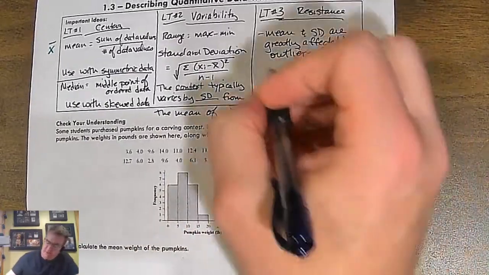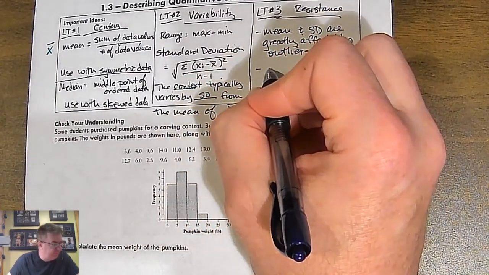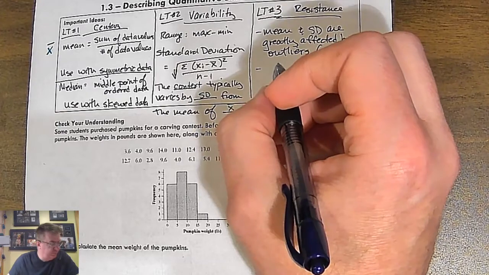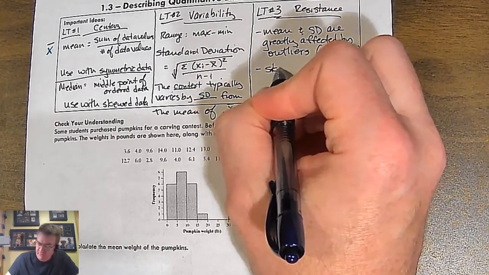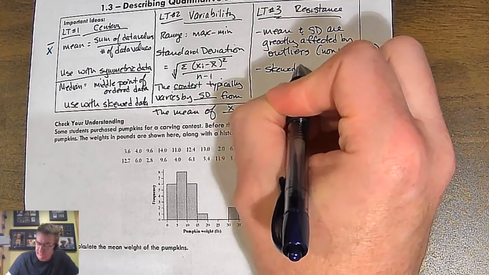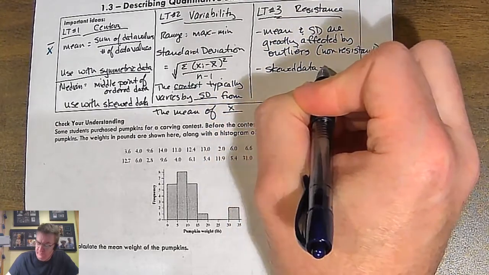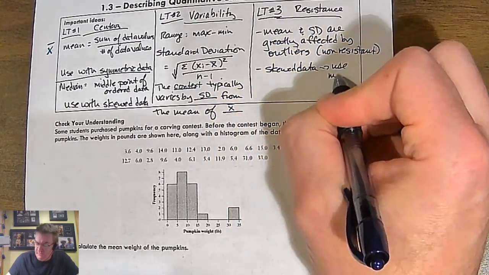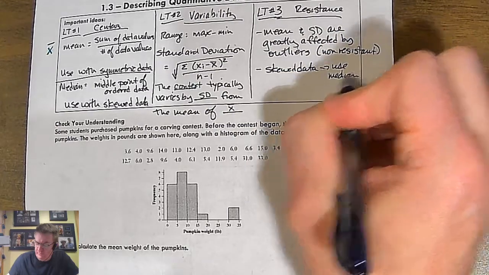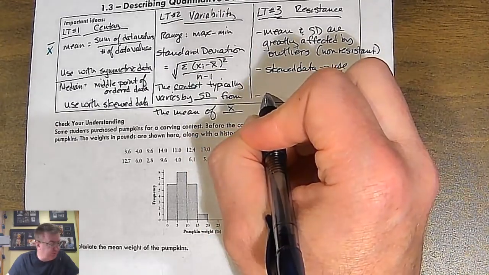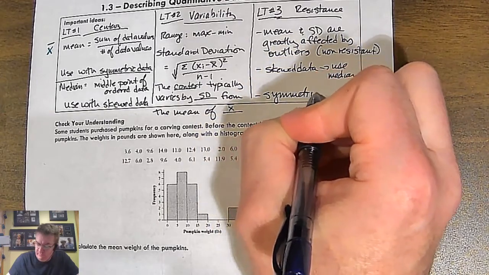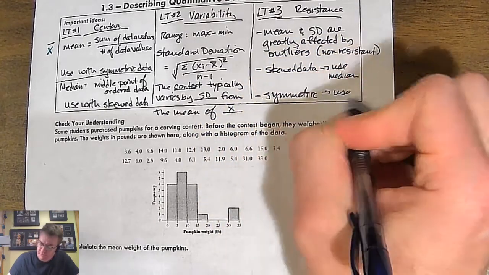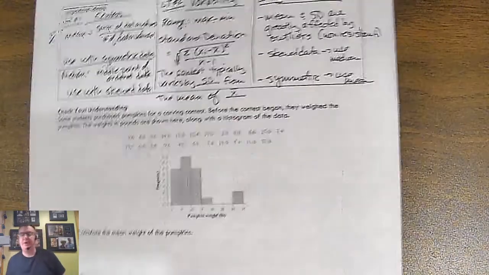Skewed data, so because of that, like we talked about before, if the data is skewed, use your median. If it is symmetric, use your mean. Okay.